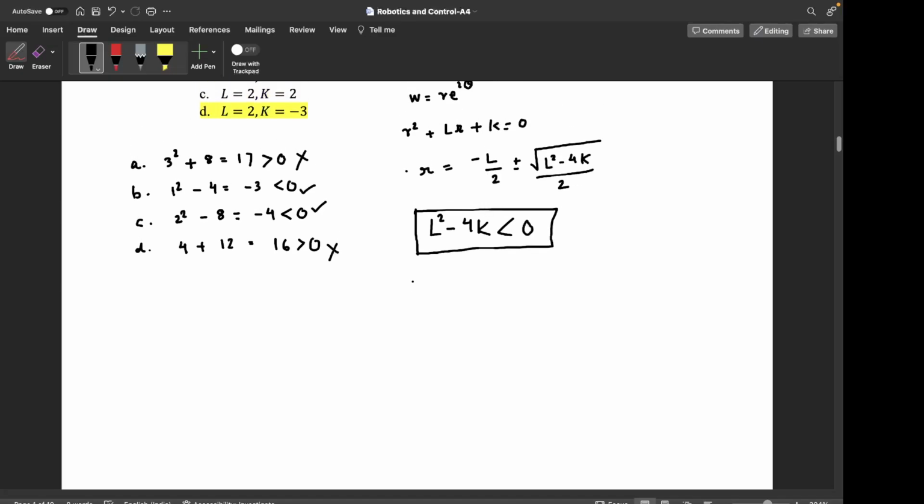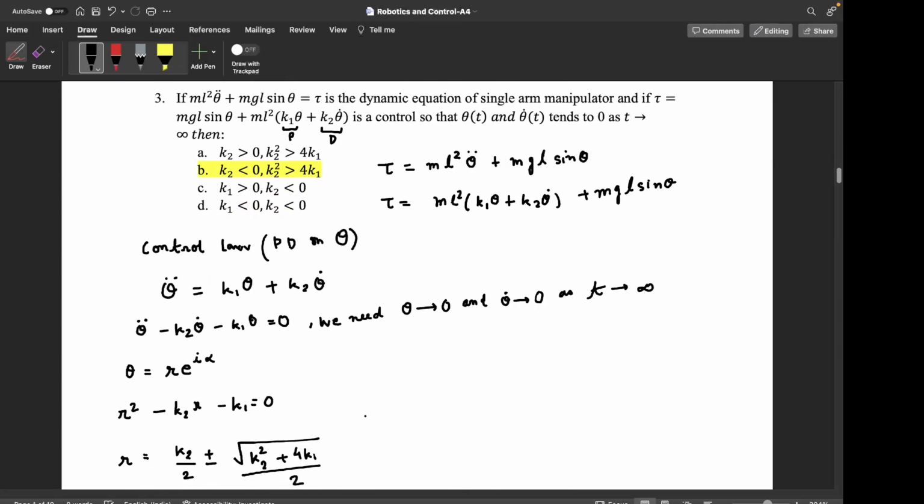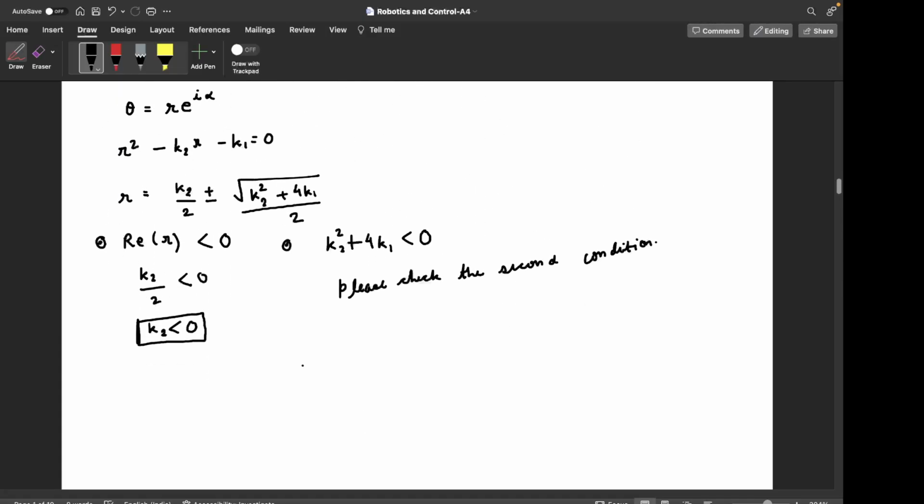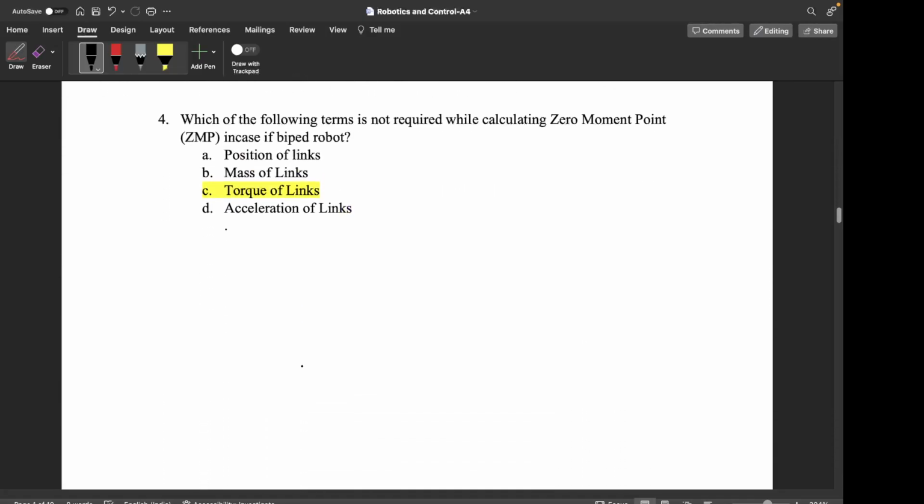Similarly here also, I should write a comment, please check if option A should also be selected, right? So just do some checks on your part also. Okay.